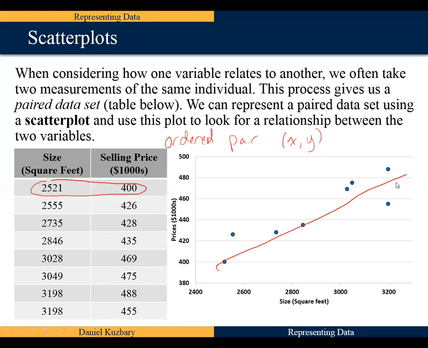So when you have a lot of data, even 10 values is good. When you have like hundreds and hundreds of data points, scatter plots become really useful because sometimes you see this big blob that tells you nothing.